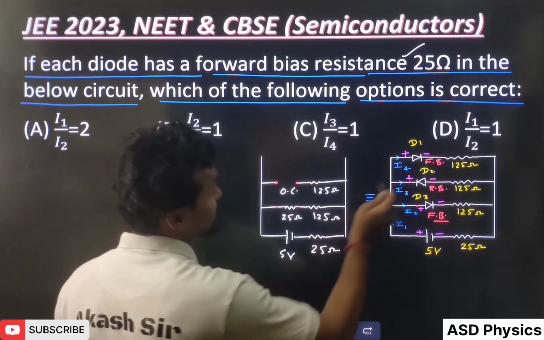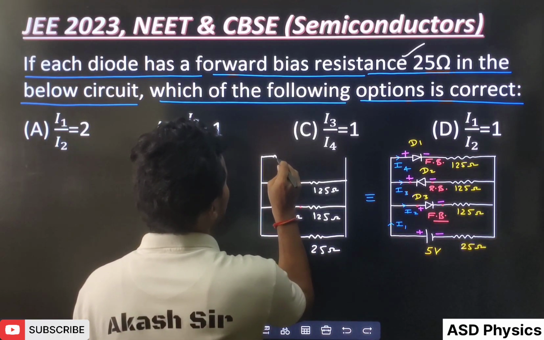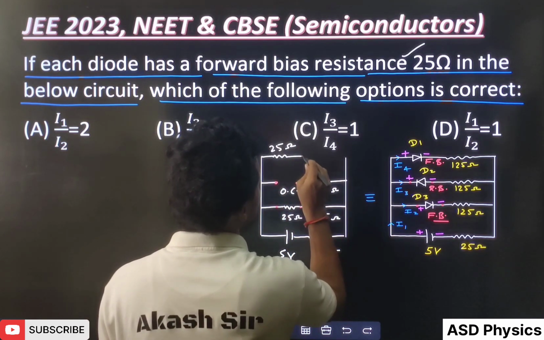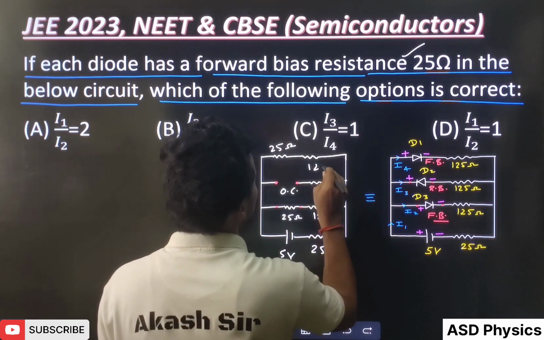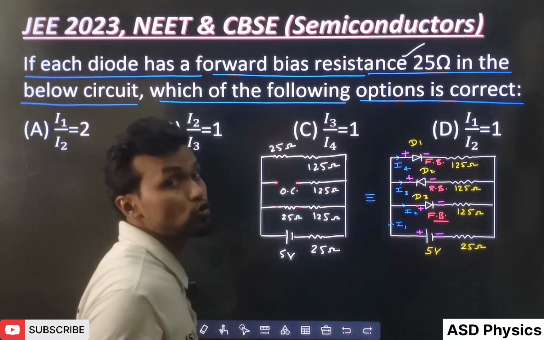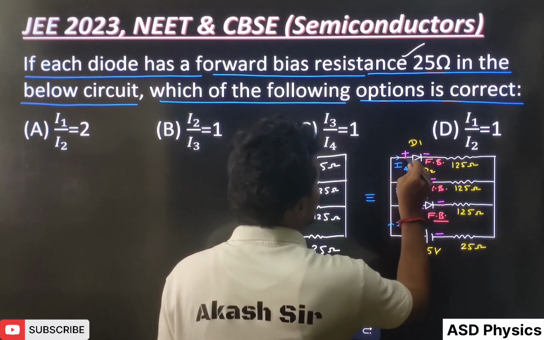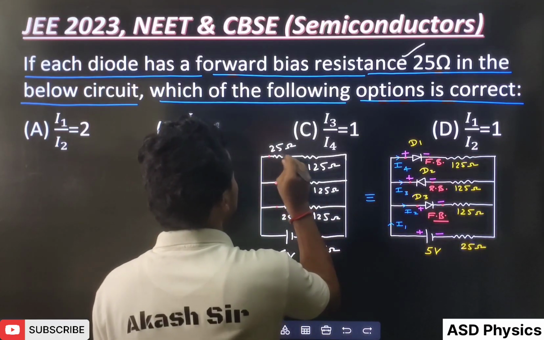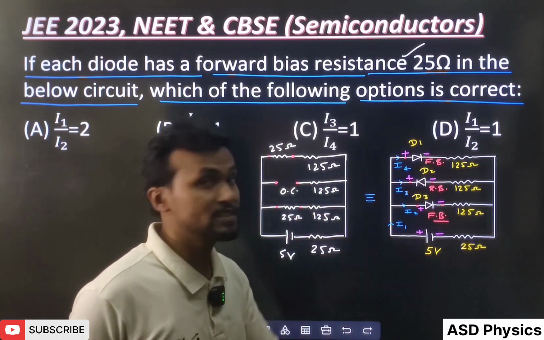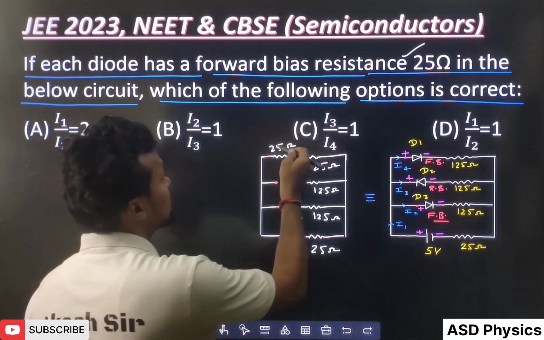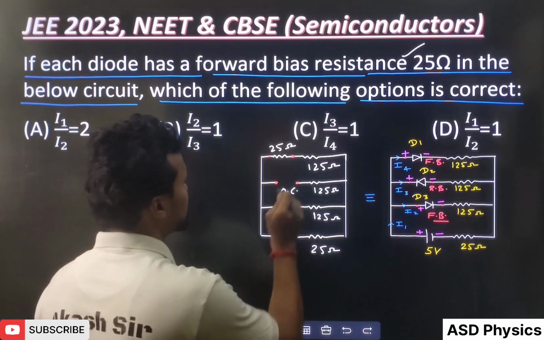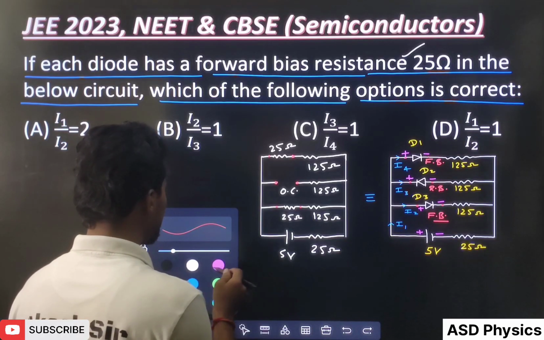Next, kindly see this one. Here also we can write the resistance as 25 ohm, and this resistance I will draw as 125 ohm. We have to draw the equivalent circuit, then only we can solve further. And here also the diode is there, and this is the resistance. So you can see very well D1 and D3 are forward bias, so here we have put 25 ohm, 25 ohm. D2 is reverse bias, so here I put an open circuit. OC means open circuit.